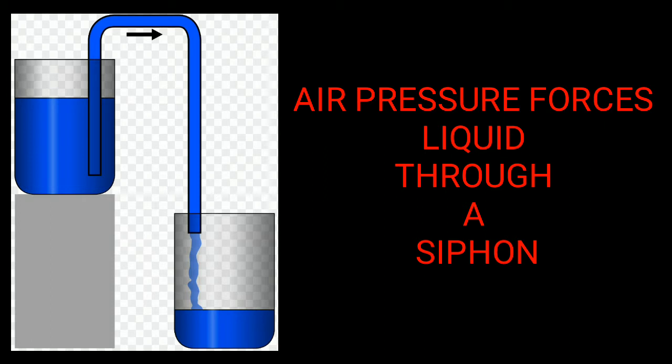Now what happens? As soon as the air is sucked from the longer arm, the pressure inside the tube decreases, and due to which the liquid rises in the tube from the shorter end and starts coming out.